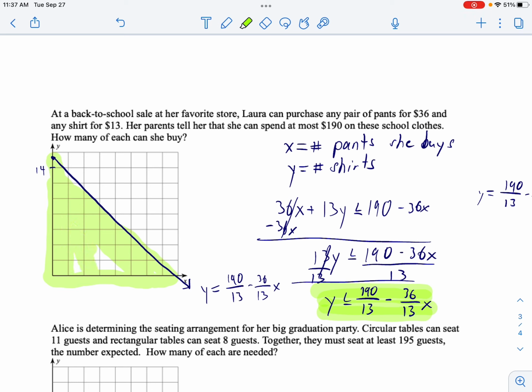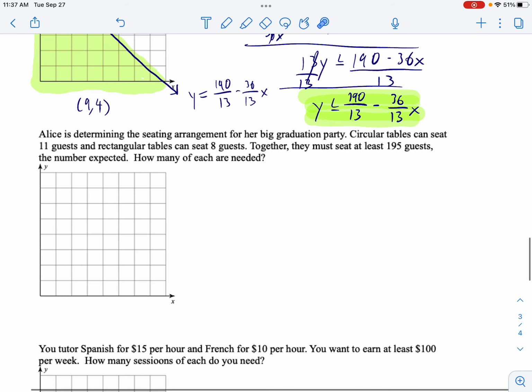What this means is if we pick an ordered pair from this region, so let's say this point right here, let's just say it's like 9, 4, right? If she buys 9 pairs of pants and 4 pairs of shirts, she'll be under budget. She'll either be at her budget of $190 or less than her budget of $190. Let's do the second one real quick.